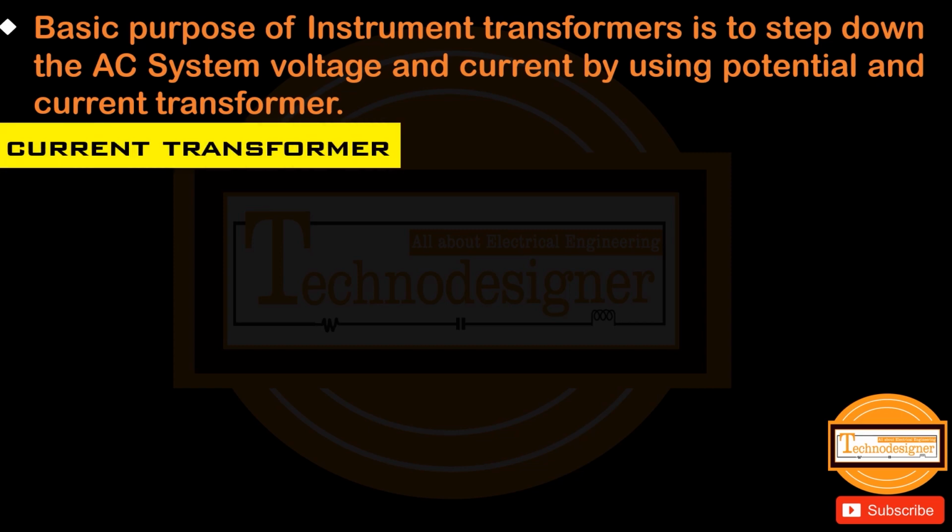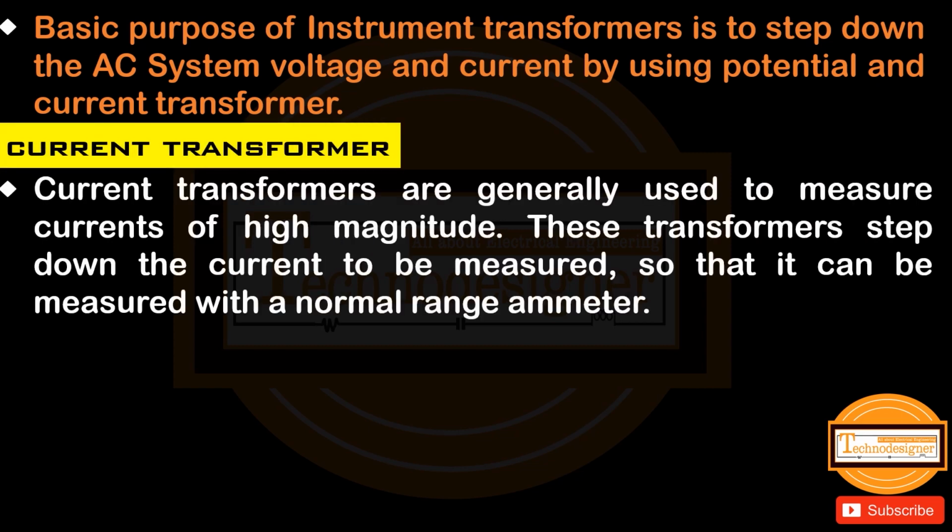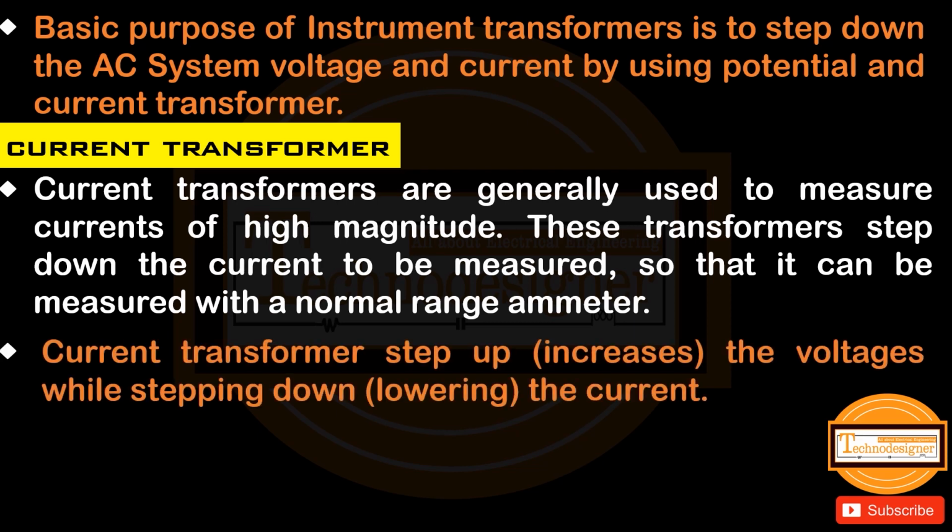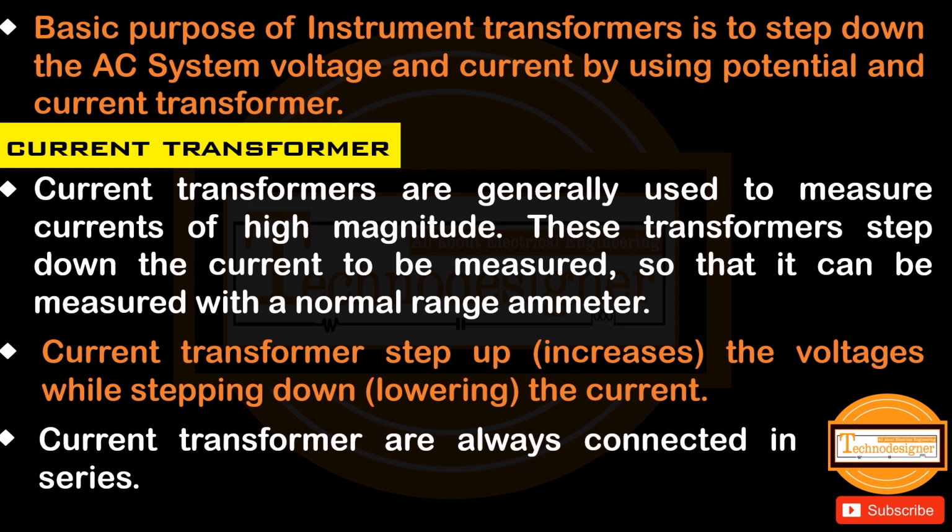Current transformer. Current transformers are generally used to measure currents of high magnitude. These transformers step down the current to be measured, so that it can be measured with a normal range ammeter. A current transformer steps up the voltage while stepping down the current. Current transformers are always connected in series.